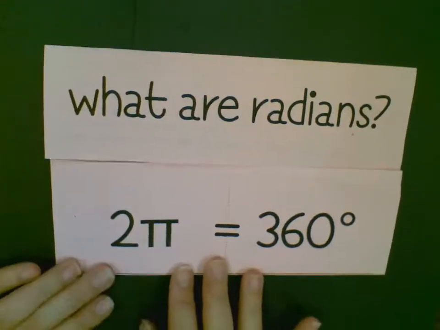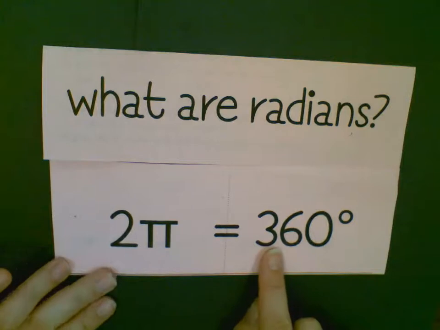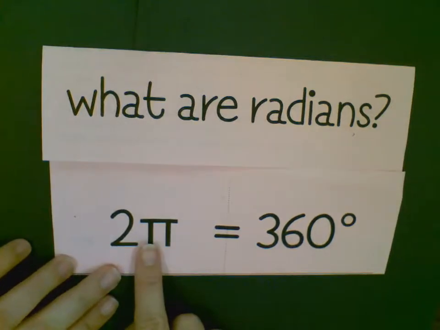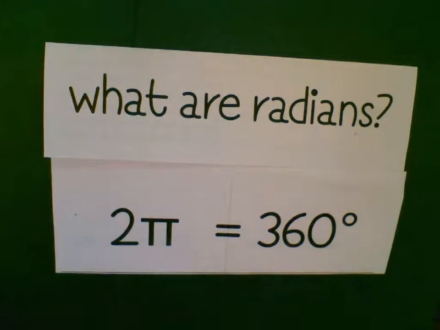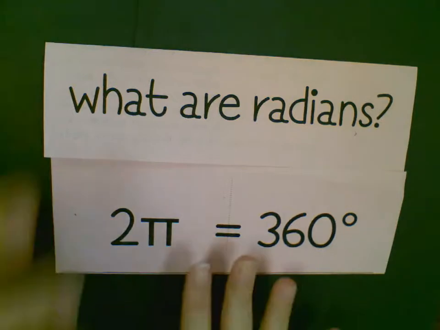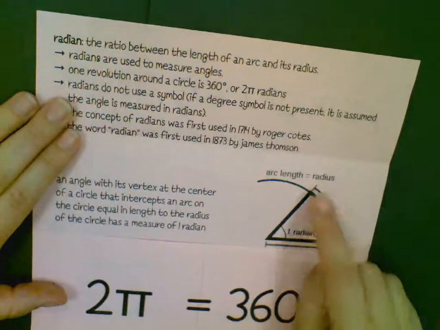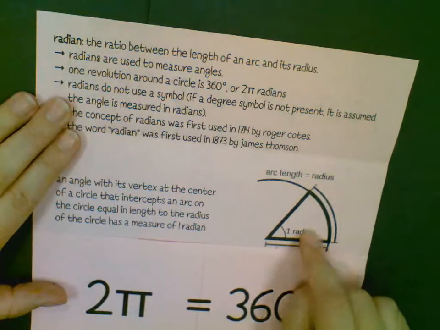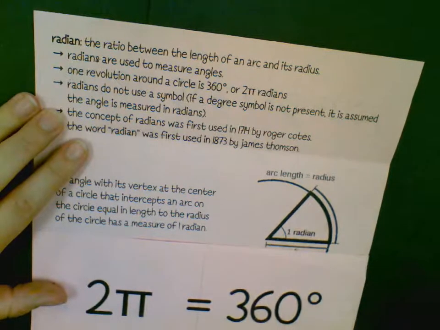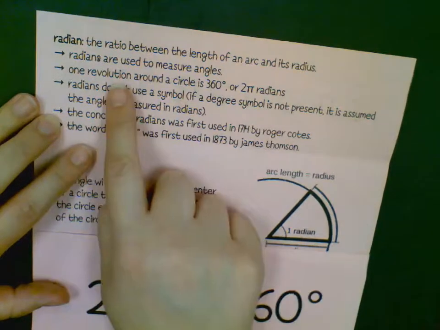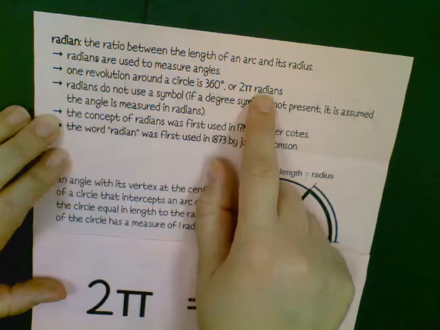One trip around the circle is 360 degrees. In radians, that is equal to 2 pi. So 2 pi is equivalent to 360. The definition of radians is that it's the ratio of the length of the arc and its radius. Like I said, we use them to measure angles. One trip around is 360 or 2 pi.